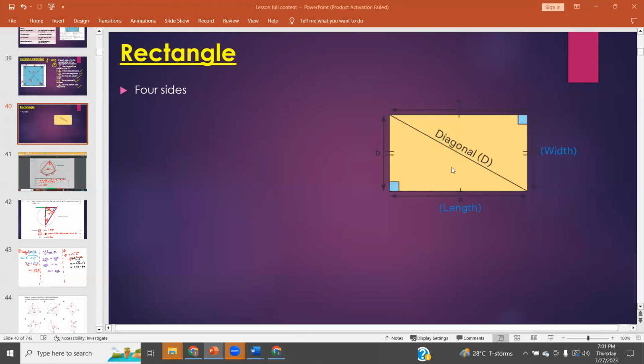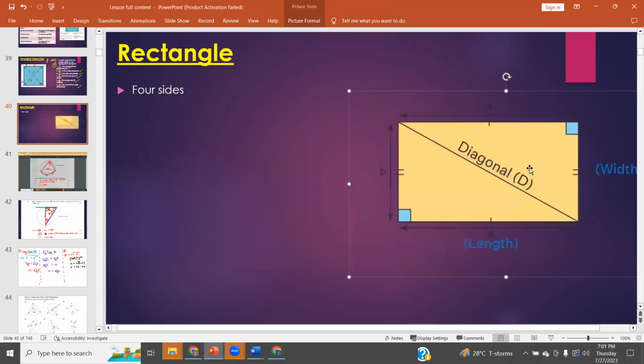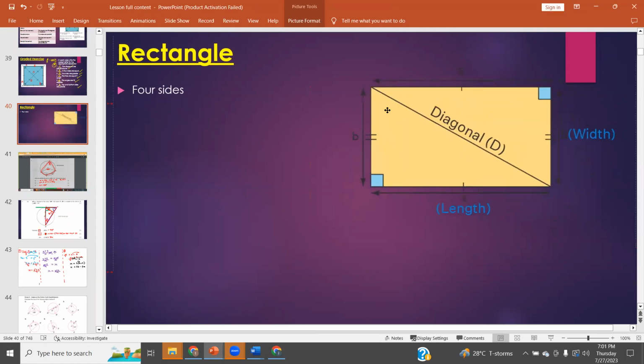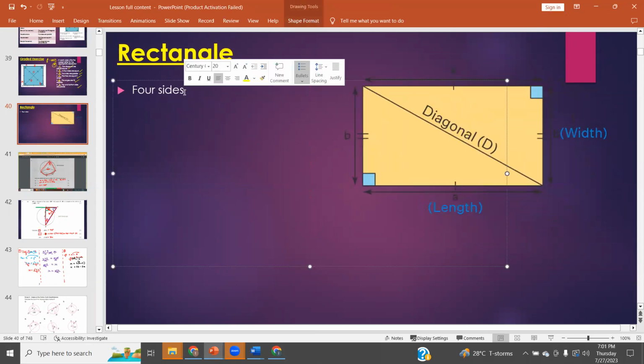So draw this image of a rectangle. This is the image of a rectangle right now. We still have 4 sides.